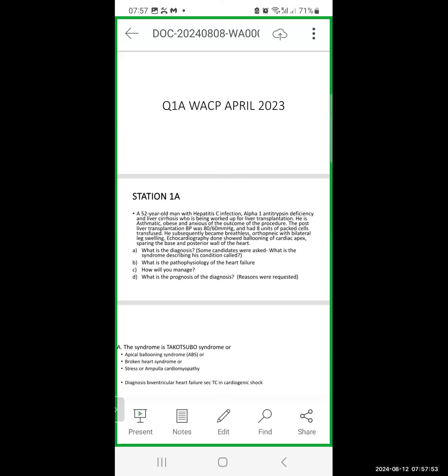Even like I pointed out in the definition, you get those findings and you confirm that the coronaries are clean. So you have to manage as ACS until angiography shows you that the coronaries are clean. Then you consider it to be a takotsubo cardiomyopathy. Thank you.